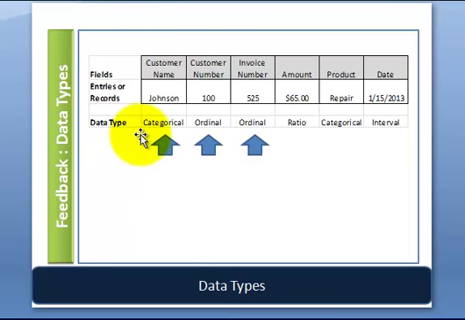Okay, here's the first one, it's categorical. Johnson, there's no order to the customer names. Customer numbers, there's some order, so it's ordinal, but there's nothing that says the distance between each one is the same. Same thing with invoice number. Now the dollar amount, anytime we're dealing with dollars, it's almost always ratio because I have a natural zero and I can compare. The product type is categorical and the date would be interval. Again, it's time, the distance between each measurement is consistent and the same, but I have no natural zero, so I can't compare. Hopefully these make sense to you.